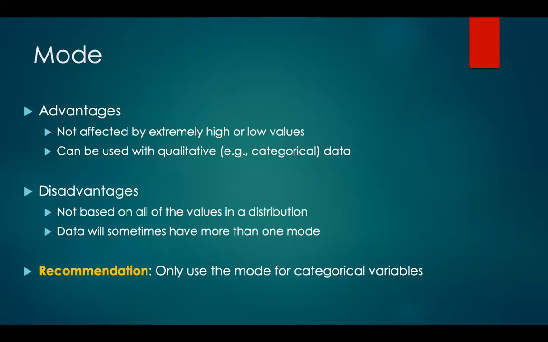Now, disadvantages to using the mode is that the mode isn't based on all of the values in a distribution. It's really only based on the one that appears the most. Now, another disadvantage is that data will sometimes have more than one mode. Think about multimodal distributions. So my recommendation is to only use the mode for categorical variables.